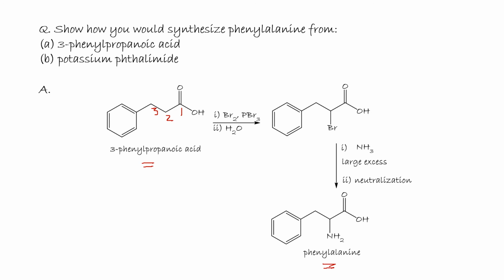That's the structure. Well, the first step we will do is the Hell-Volhard-Zelinsky reaction using bromine and phosphorus tribromide followed by water. You get alpha bromocarboxylic acid. You react that with large excess ammonia followed by neutralization to get the phenylalanine.